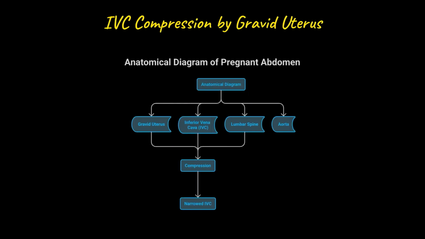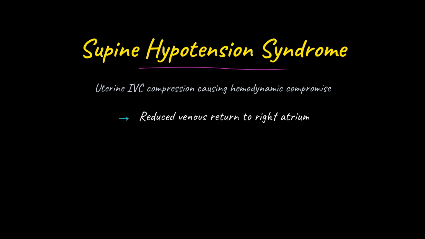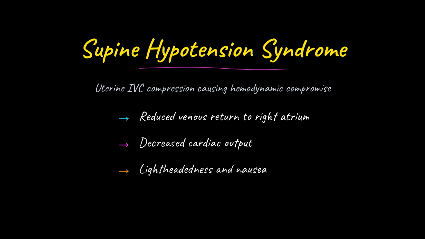The inferior vena cava runs along the right side of the spine. In the third trimester, the enlarged uterus is heavy enough to compress the IVC when the patient is supine, reducing venous return to the right atrium and dropping cardiac output and blood pressure. The resulting chain reaction begins with reduced venous return, which decreases cardiac output and lowers systemic blood pressure. The patient typically notices lightheadedness and nausea, and placental perfusion can be compromised if the compression is not relieved.